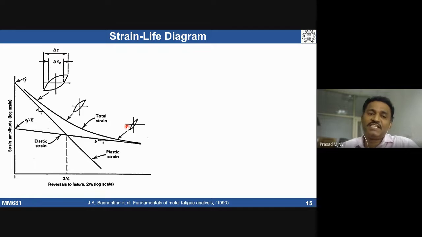This transition is established for various materials, and accordingly we call it the low cycle fatigue and high cycle fatigue behavior of a material. Any doubts here?